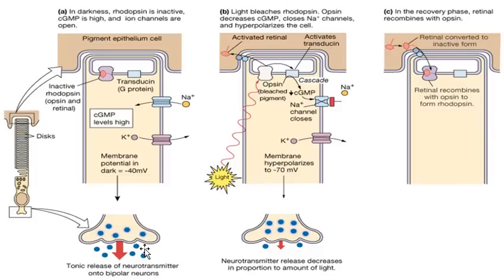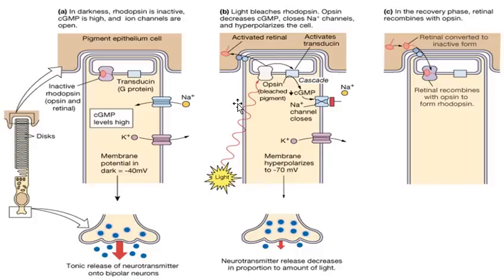So in the darkness, we have cGMP, which has the sodium channels open, and even when the potassium pump pumps out the sodium, we have sodium coming in through the outer channel, causing the release of the neurotransmitter. And so there's a neurotransmitter being released onto the bipolar cells during the dark. The potential is about negative 40 millivolts.